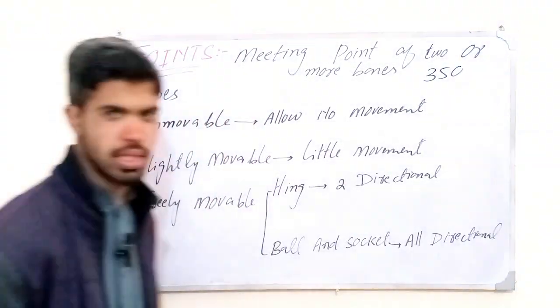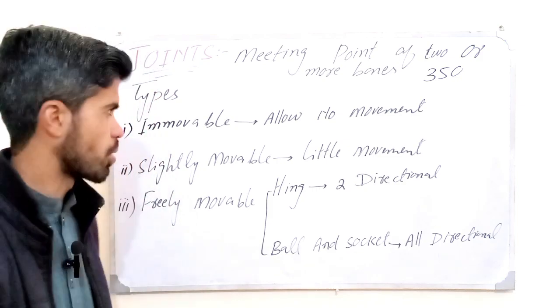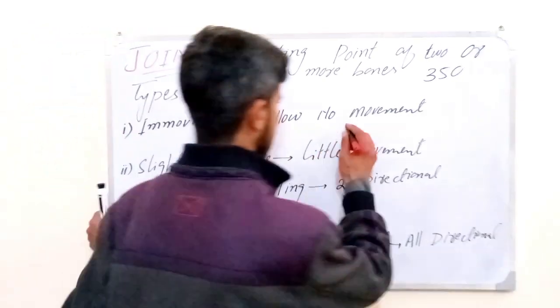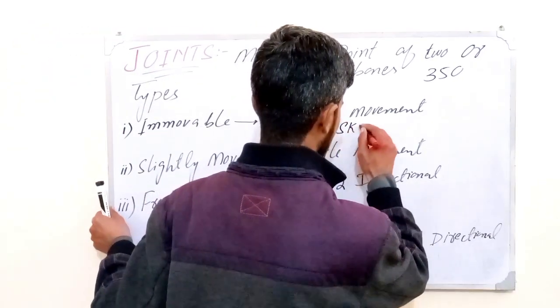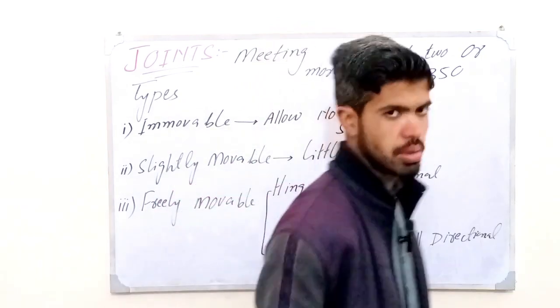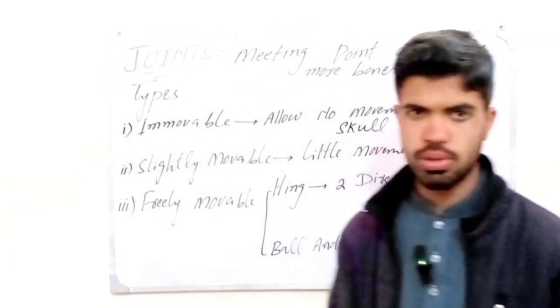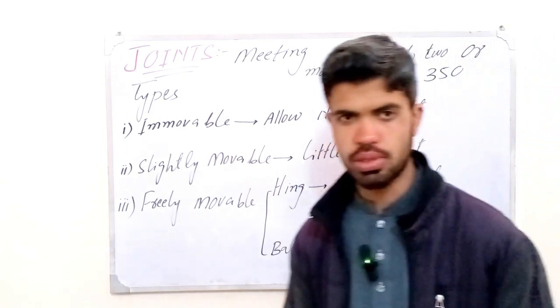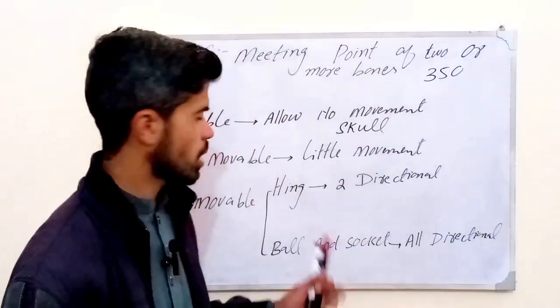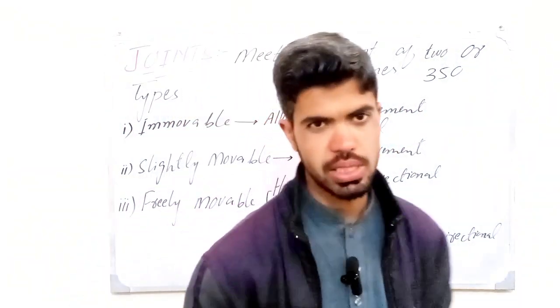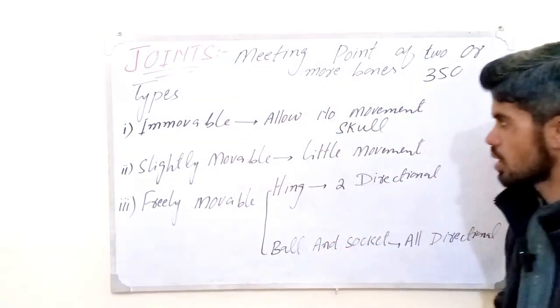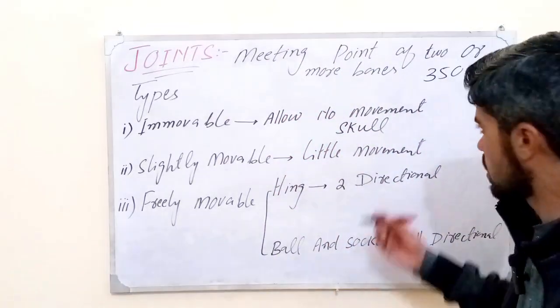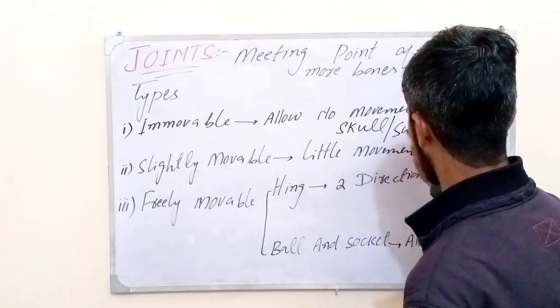Immovable joints do not allow movement. For example, the skull joints. The skull has 22 bones, cranial and facial bones. These bones are joined by immovable joints called sutures.